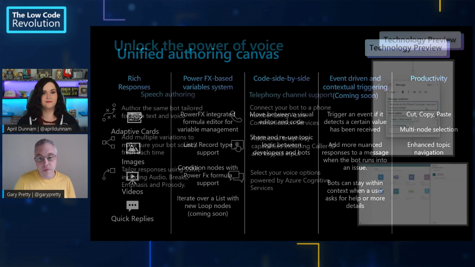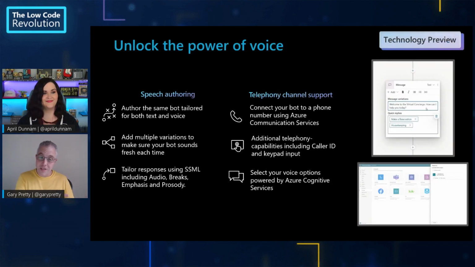The second announcement alongside the unified authoring canvas is that we're really unlocking the power of voice, and this really is a big deal. So you can now attach a phone number to your Power Virtual Agents bot in just a couple of minutes, and I'll show you how quick and simple that is later on. You can take advantage of all of the voices that are powered by Microsoft Cognitive Services. All of those awesome, supernatural neural voices that sound just so realistic.